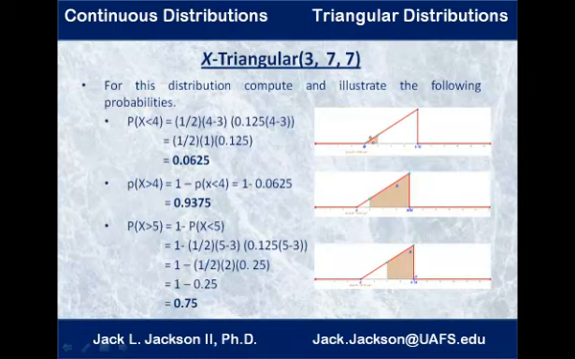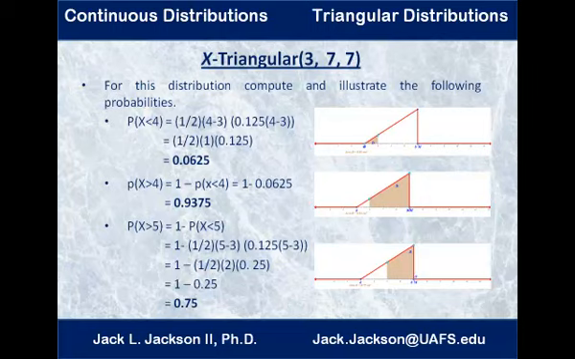And this is 1/2 base times height. So it's 1/2 times 1 times 0.125. That's 0.0625. And that's the area of that triangle, and that's the probability that x is less than 4.